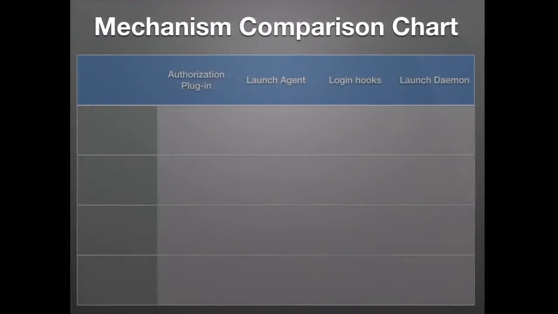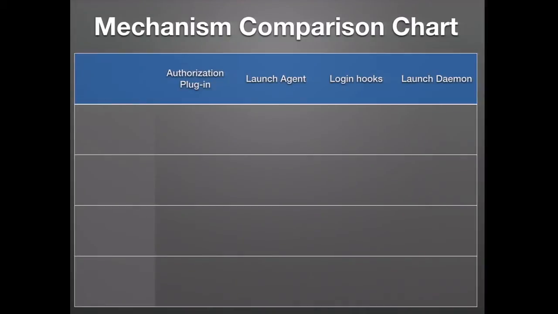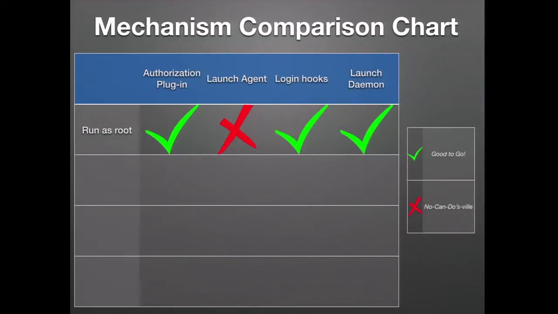Let's look at a few different mechanisms that you might already be using in your environment, and we're going to specifically compare those to authorization plugins. So most of you have probably heard of the launch agent, login hooks, and launch daemon. I've already kind of booed these. Authorization plugins can do a lot that these either can't or some of them can. Let's take a look. Running as root. So we've already discussed that a little bit. We see here that the only one that can't run as root is the launch agent.